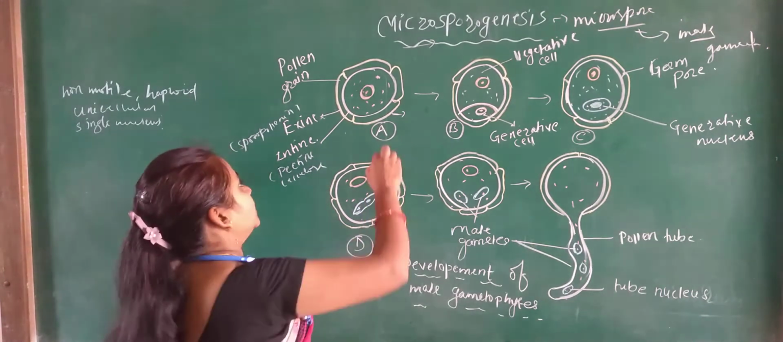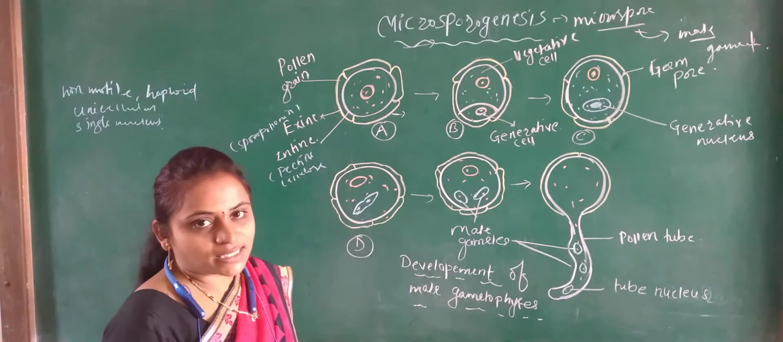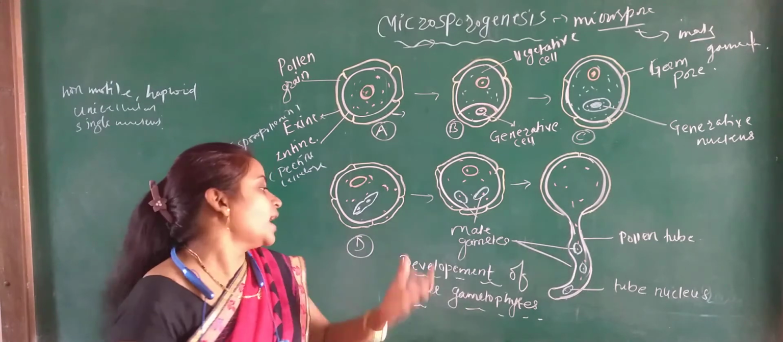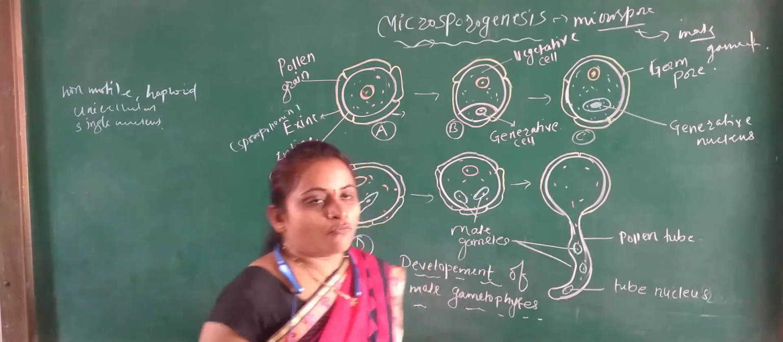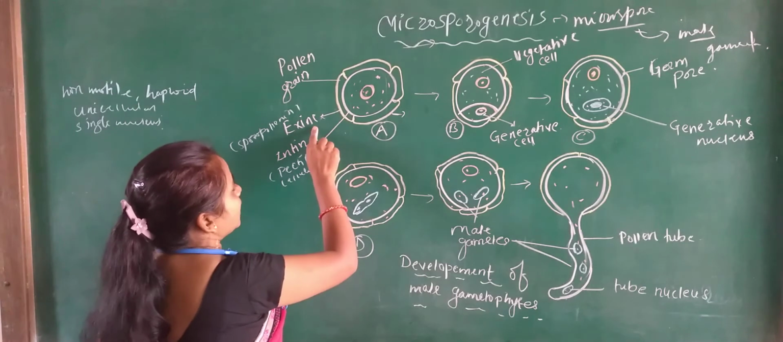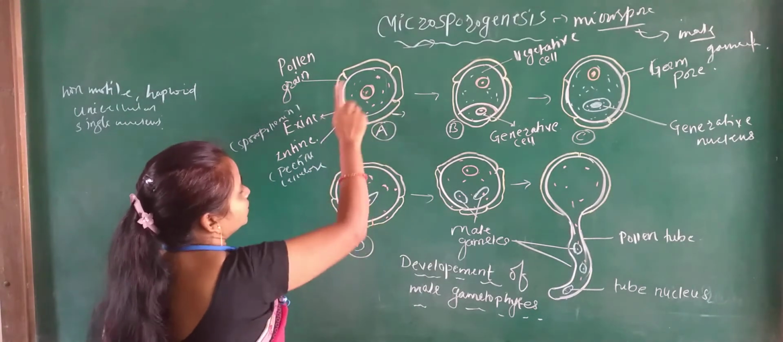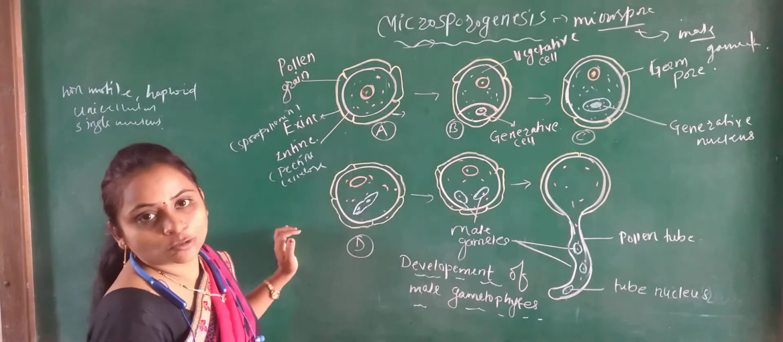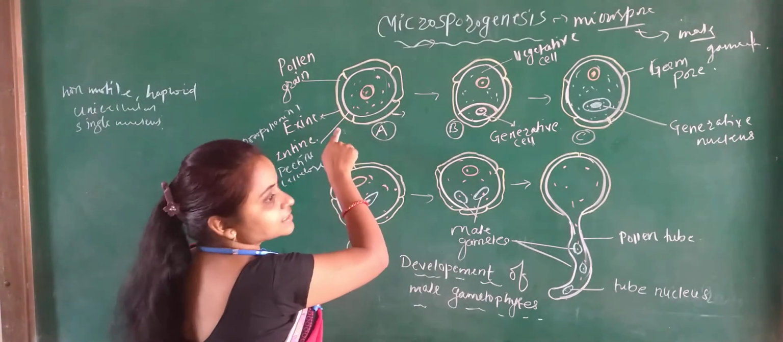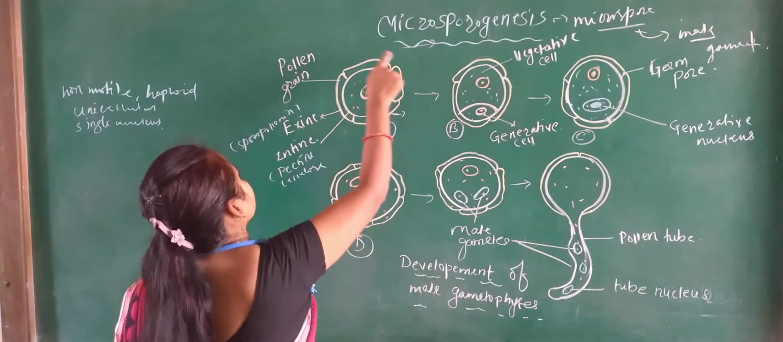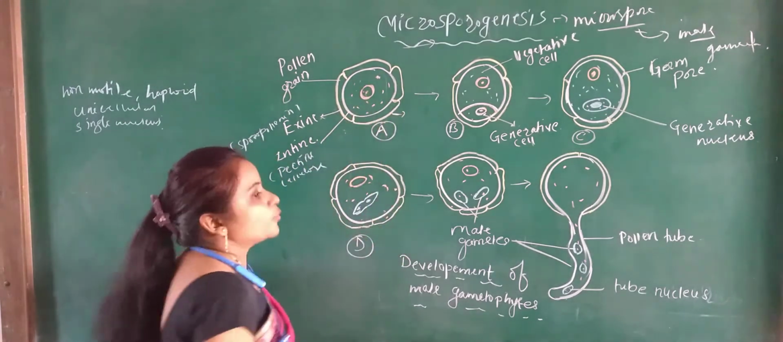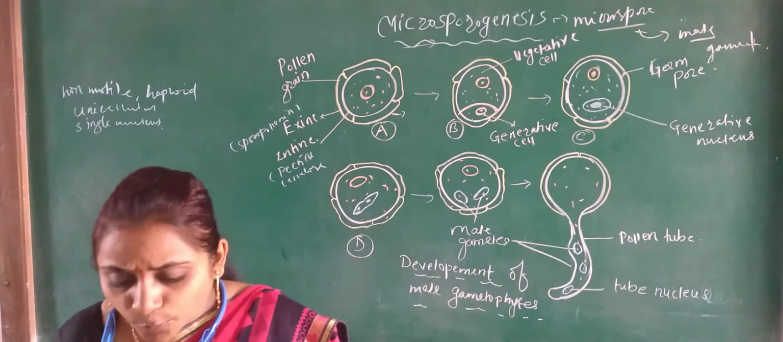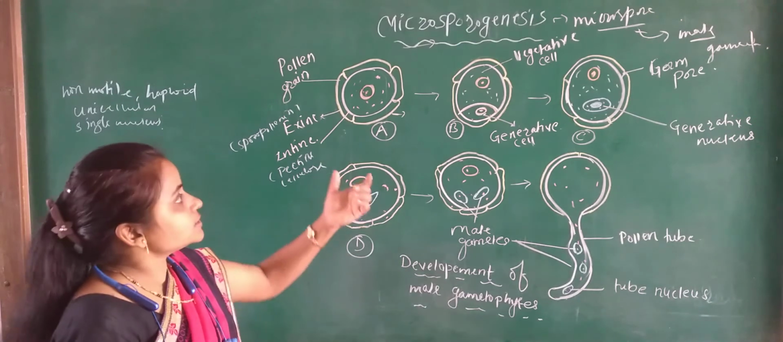Then inside that, the cytoplasmic material is present, and due to mitotic division, the cytoplasmic material will be divided and it forms the male gametophyte. The exine is thick or thin in nature, and the intine is composed of pectin and cellulose, while the exine is composed of sporopollenin.